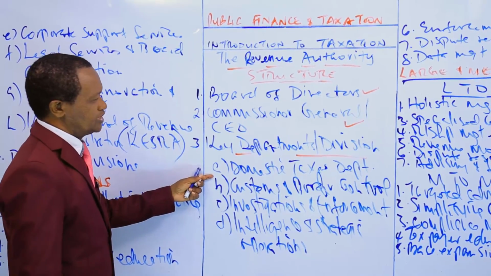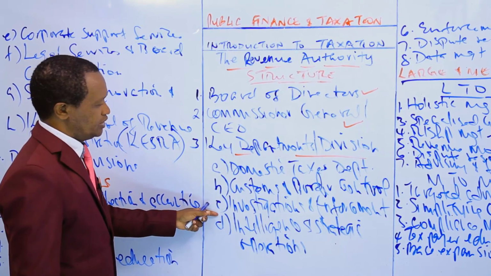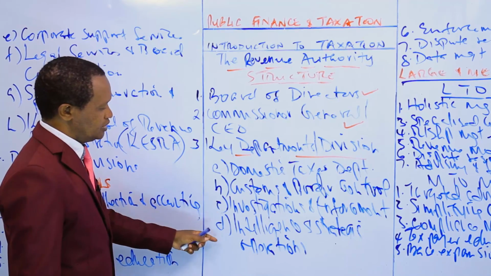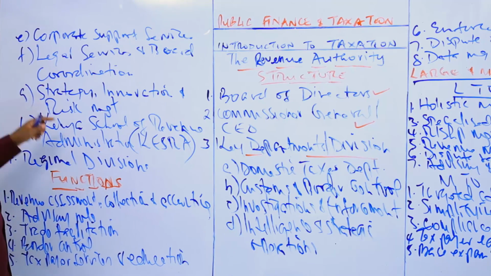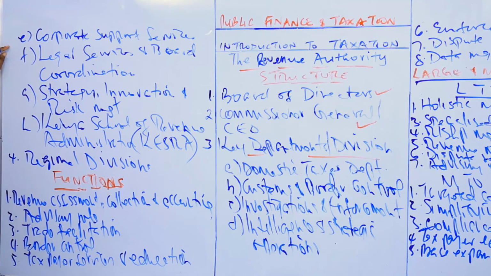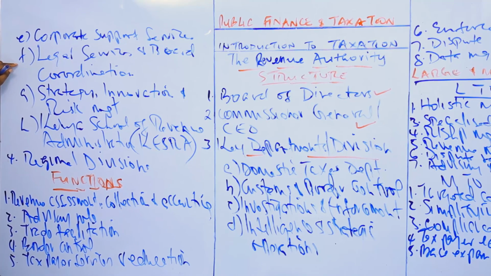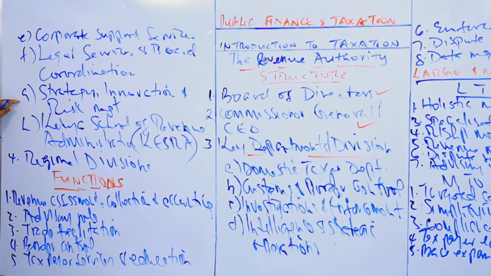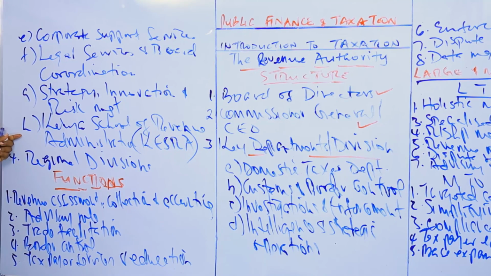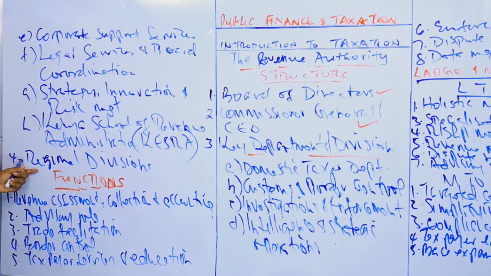The first one being the Domestic Taxes Department, Customs and Border Control Department. Number 3, Investigations and Enforcement Department. Number 4, the Intelligence and Strategic Operations Department. Number 5, the Corporate Support Services Department. Number 6, Legal Services and Board Coordination Department. Number 7, Strategy, Innovation and Risk Management Department. And lastly, the Kenya School of Revenue Administration. Then we have regional divisions within KRA.